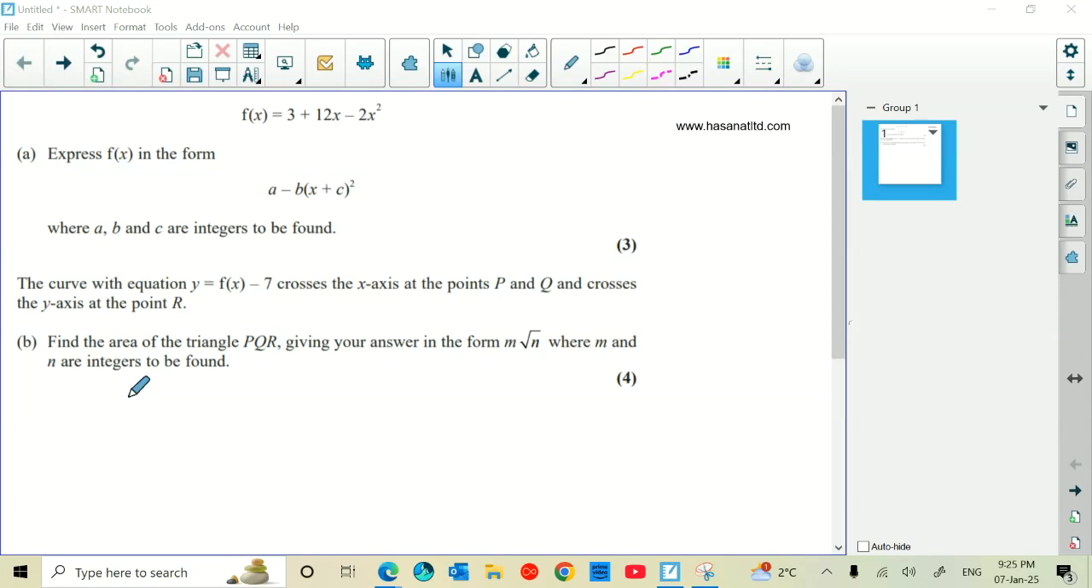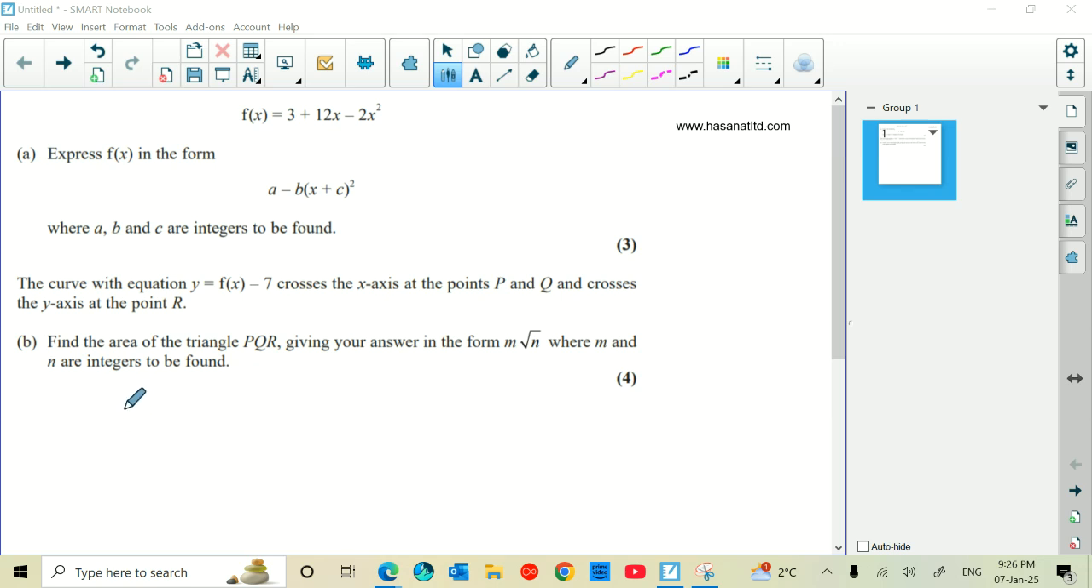Hello, here's a probable topic exam question involving completing the square. f(x) is equal to 3 plus 12x minus 2x squared. Express f(x) in the form a minus b(x plus c) all squared, where a, b, and c are integers to be found, for 3 marks. So let's get cracking with this one.